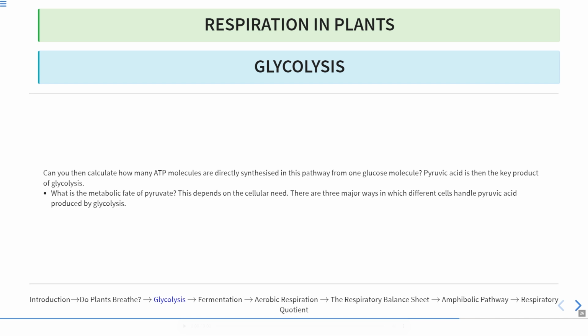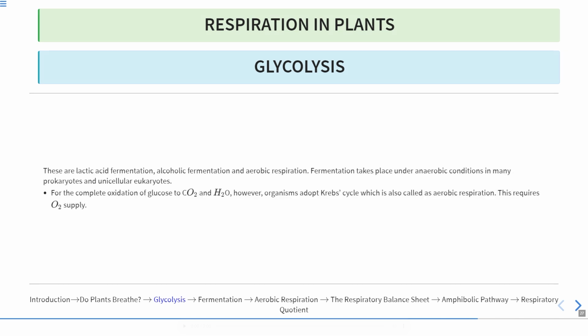So what is the metabolic fate of pyruvate? What will happen to this pyruvate? This depends upon the cellular need. What is the need of the cells? So there are 3 major ways in which different cells handle the pyruvic acid produced by glycolysis, right? What are those? There is lactic acid fermentation, a fermentation process in which lactic acid is formed. There is alcoholic fermentation, the fermentation process in which alcohol is formed, and there is aerobic respiration, right? So 3 fates of the pyruvic acid.